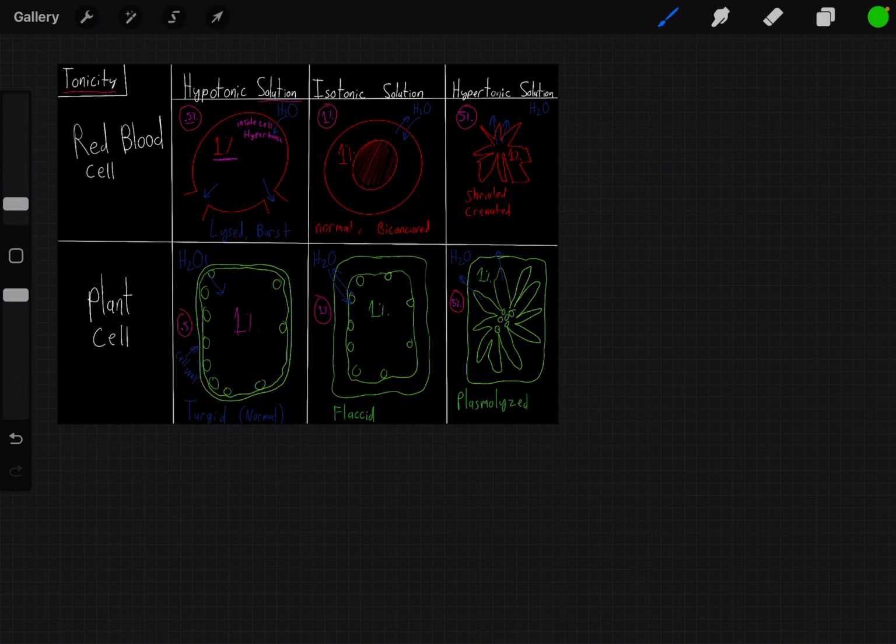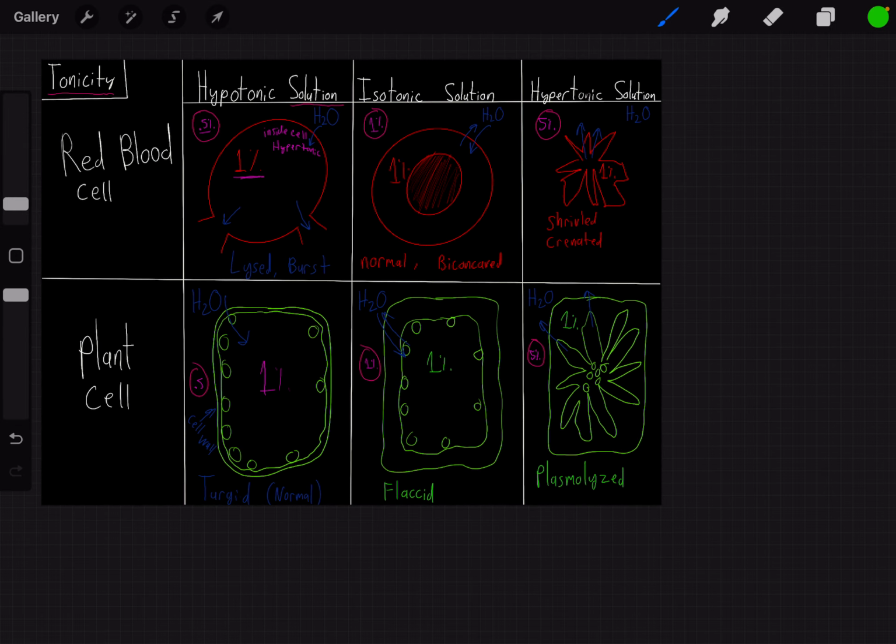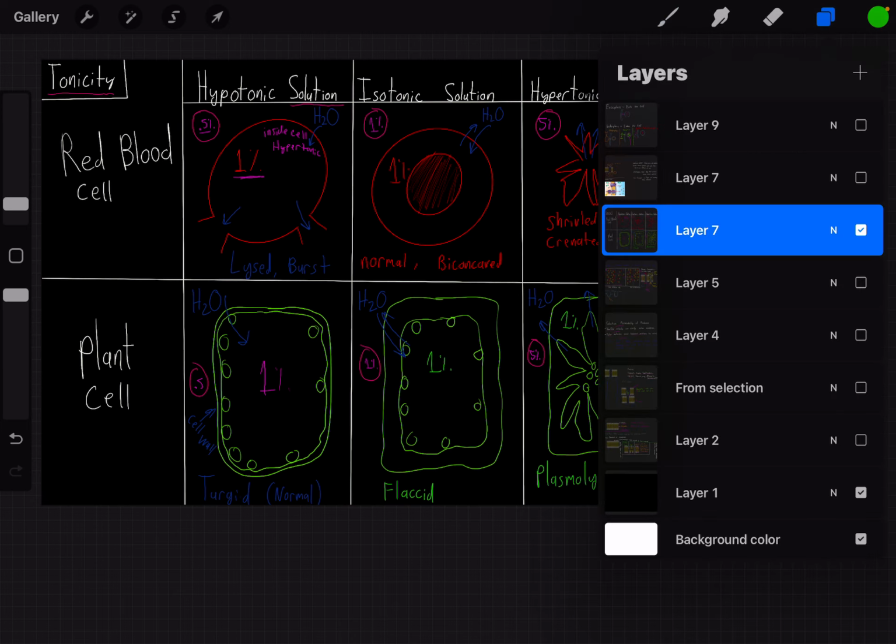So, as we can see here, a hypotonic solution means it has less solute than what's in the cell. An isotonic solution means it's both the same, and a hypertonic solution means whatever is outside of the cell has more of a concentration. And again, through diffusion, water goes from a place of low solute concentration to a place of high solute concentration. And that is why water moves the way it does. That'll be it for tonicity.